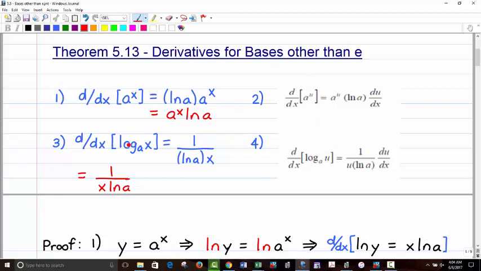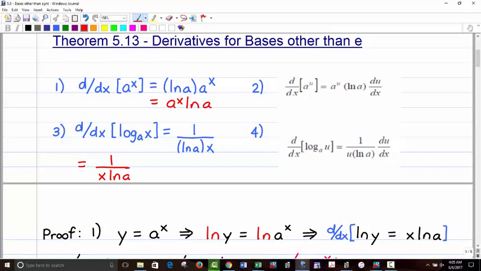So the derivative of log base a of x is 1 over ln of a times x, all in the denominator, or it could be written this way, x ln of a, either way. Here it is in terms of u. The only difference with the u is it just has du dx there at the end. Because of the chain rule, you always have to take the derivative of whatever that u is.